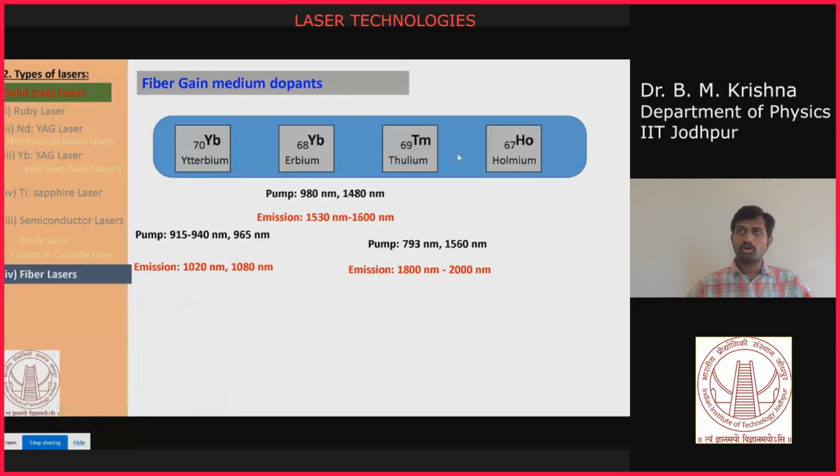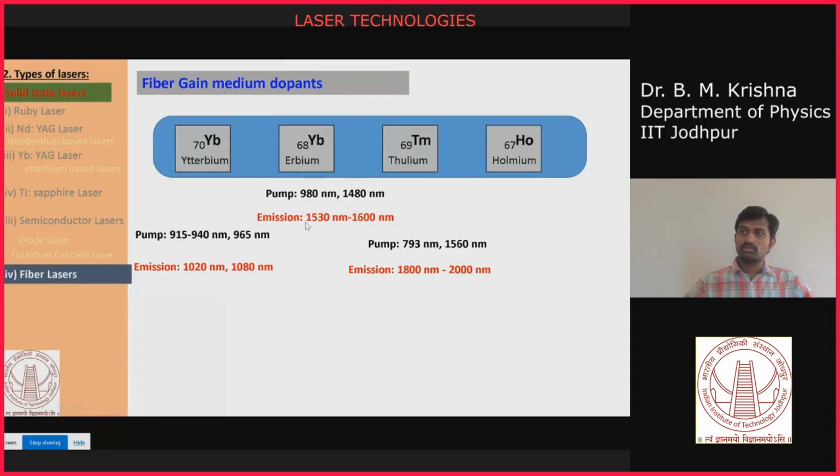So these are all rare earth ions: ytterbium, erbium, thulium and holmium. These are the main dopant materials to get your fiber laser. The numbers at the bottom, 67, 68, 69, 70, are the atomic numbers of these elements. And you see I did not place them randomly; I placed them according to the emission wavelengths. Ytterbium gives your wavelength from 1020 nanometers.